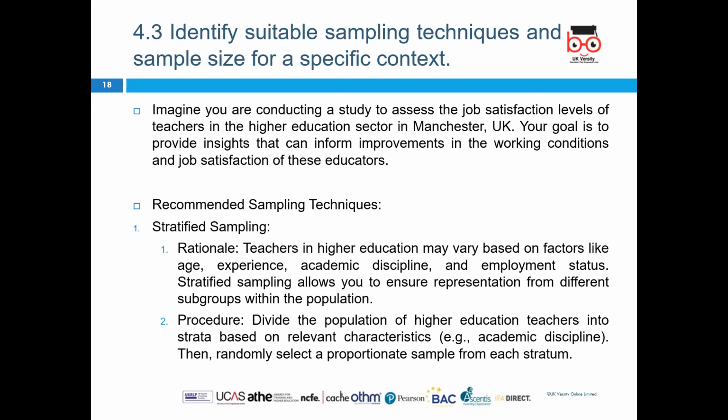And then after dividing the population, you randomly select a proportionate sample from each stratum. For example, if you have to select two from a subgroup of 5 people, your sample size will be 10. So then you use random sampling in each of these subgroups.